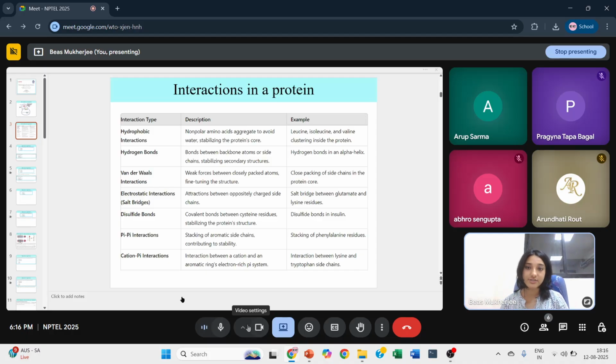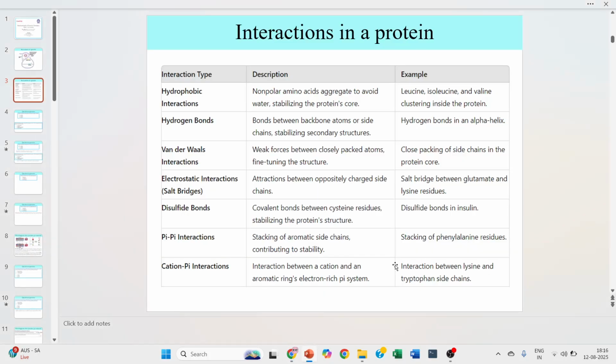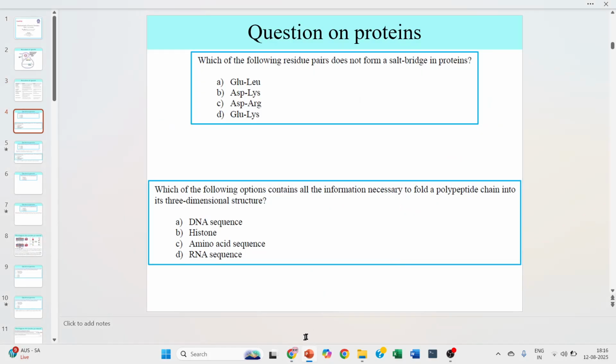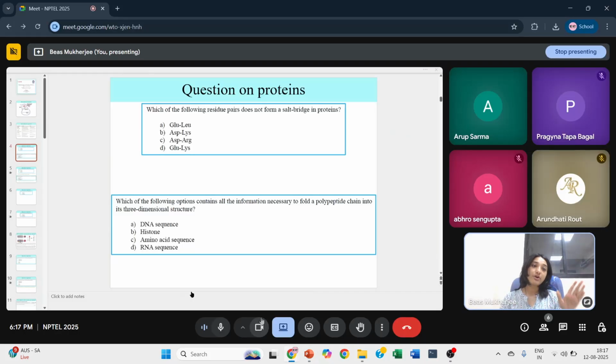So this is also very interesting. So see, there can be an interaction between a cation and the pi electron cloud of an aromatic ring. So for example, interaction between lysine and tryptophan side chain. So all of these interactions are very important. Now, based on your understanding until now, you can try to answer these two questions.